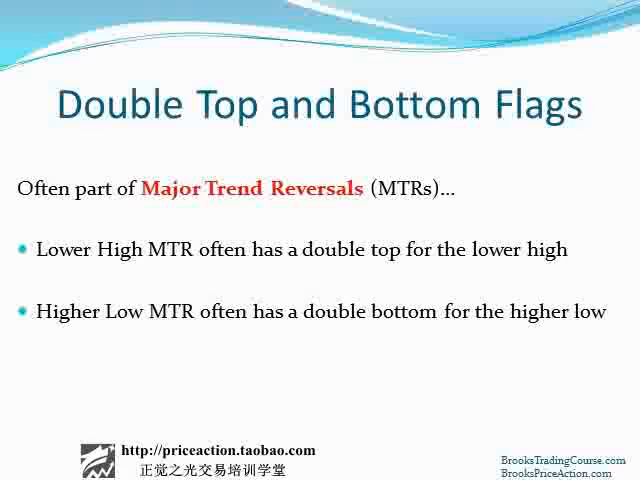Double tops and bottoms, flags, double top bear flag, a double bottom bull flag, they're often parts of major trend reversals. A lower high major trend reversal often has a small double top forming the lower high. So in other words, the lower high can have 2 little pushes up in it. When you have a double bottom bull flag after a potential bottom, that little higher low can have 2 pushes down and form a double bottom bull flag for the higher low major trend reversal.